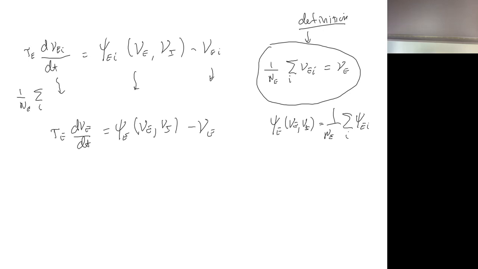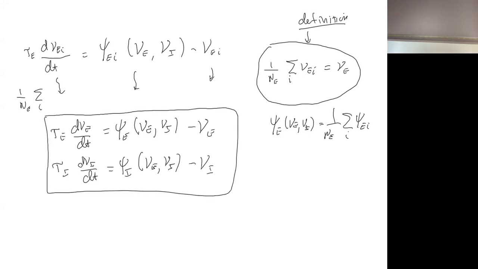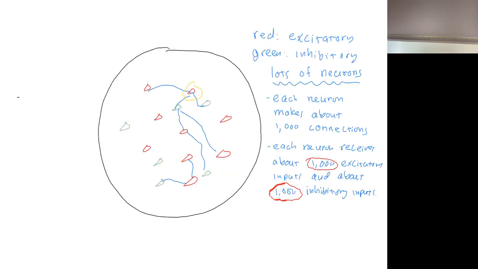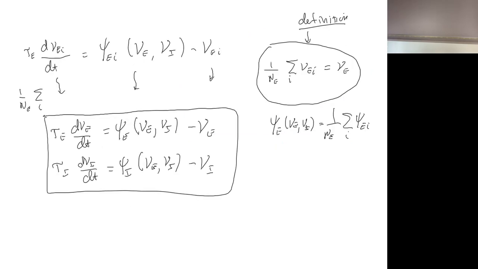Okay? And of course, we have another expression for inhibitory neurons, tau I d nu I dt equals psi I of nu E, nu I, minus nu I. So these are the famous Wilson-Cowan equations. And what we want to do is understand the behavior of our network that obeys these equations. So what we've done is we've taken our network here and we've reduced it to a single network containing two populations of neurons.